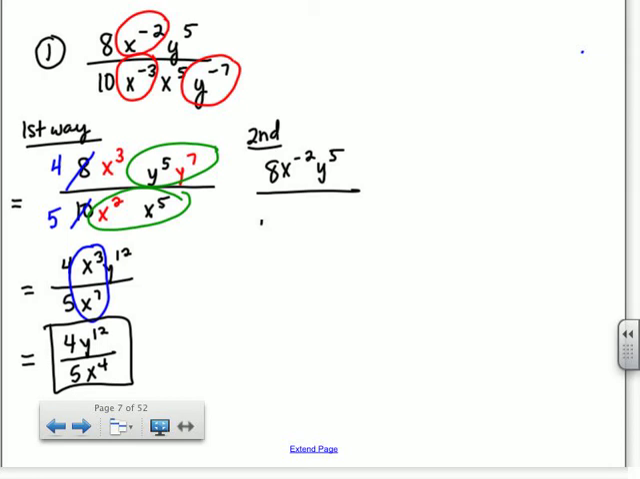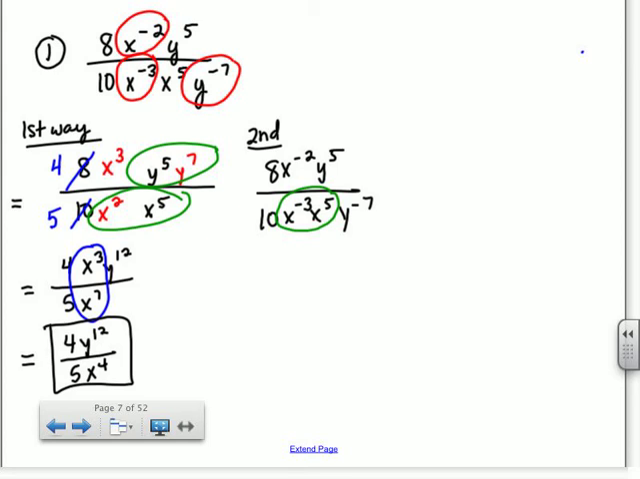The next way is to use your subtraction rule. In order to use this subtraction rule, you would need to at least combine what's on the top and the bottom already. So let's start out with what I had to begin with. Anything on the top that are like terms, that both have x's or both have y's, we're going to combine.